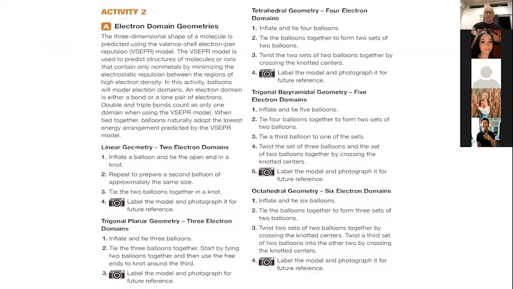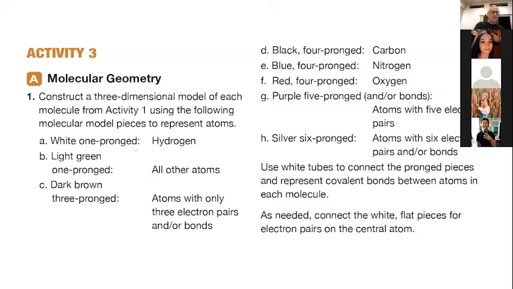So the ones with a single white prong actually is hydrogen. So these will be your hydrogens. They just have a single prong because they only form one bond. The green ones will be for other atoms that only form one bond, typically like chlorine and fluorine and that sort of thing, because we give it like a chlorine green color. 3-prong dark brown will be for things like boron.